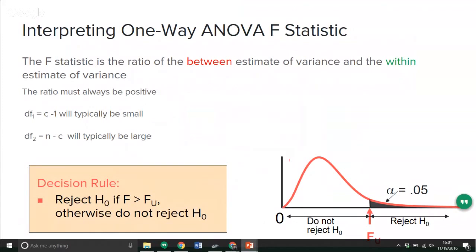The F statistic is the ratio of the between estimate of variance and the within estimate of variance. So what are we looking at? We're looking at a difference of variance or dispersion between groups versus dispersion within groups. And we're going to use the same decision rules. If p is greater than 0.05, then we're supporting the null. If p is less than 0.05, we're supporting the alternate hypothesis. And the alternate hypothesis, as we mentioned, means that there is a difference between at least 2 population means.